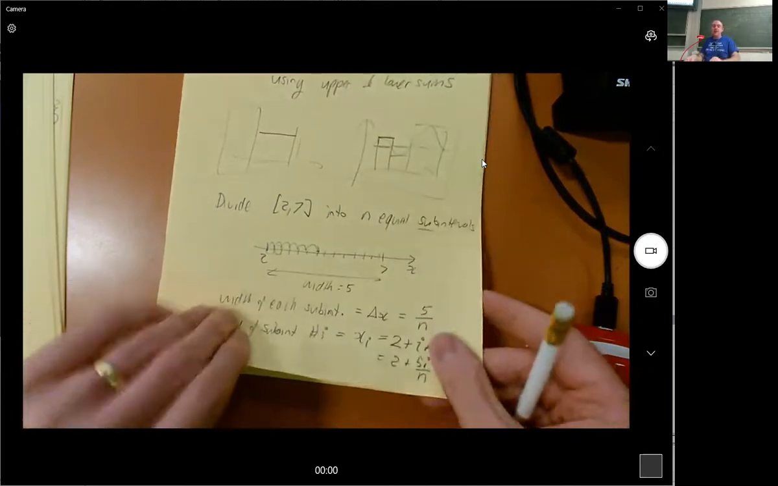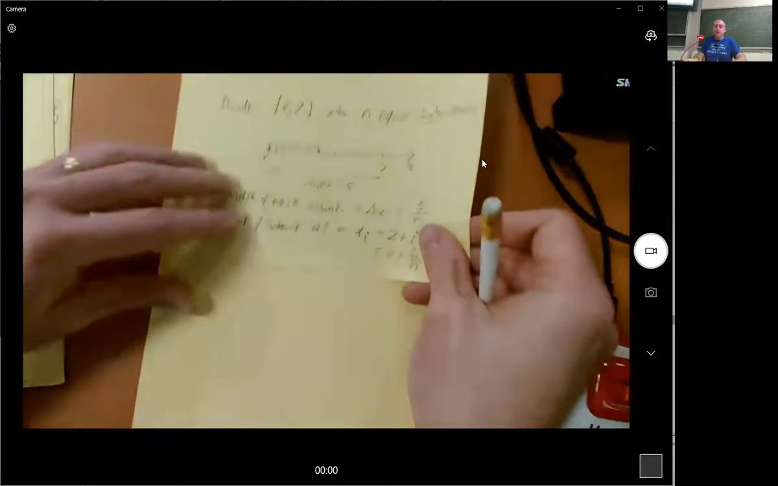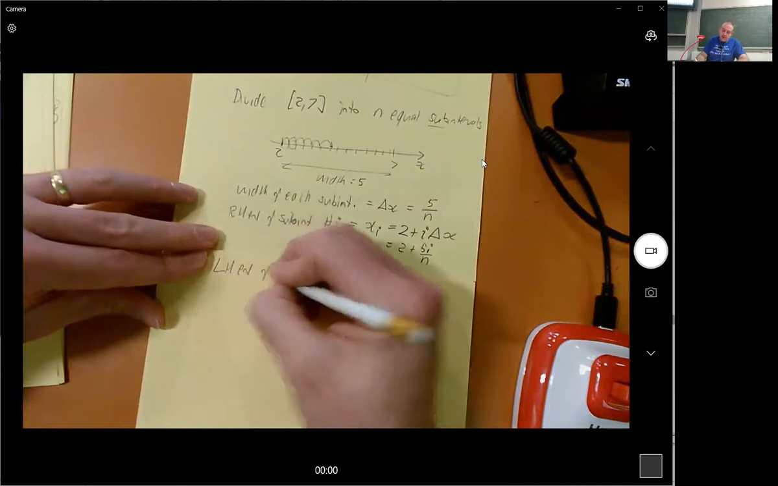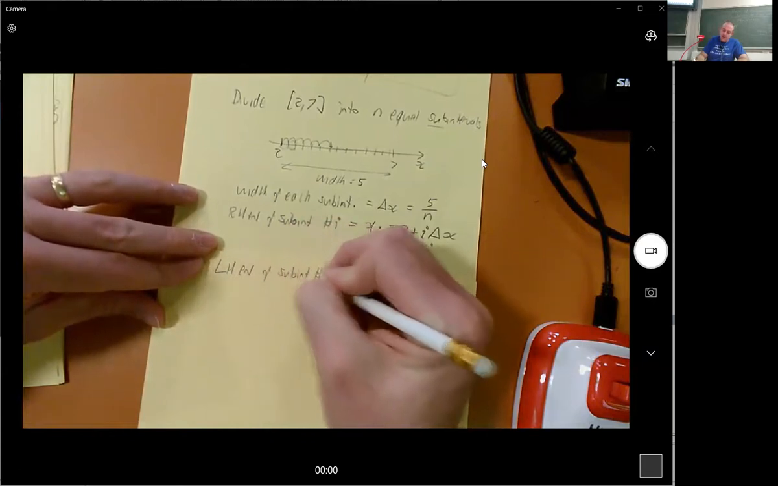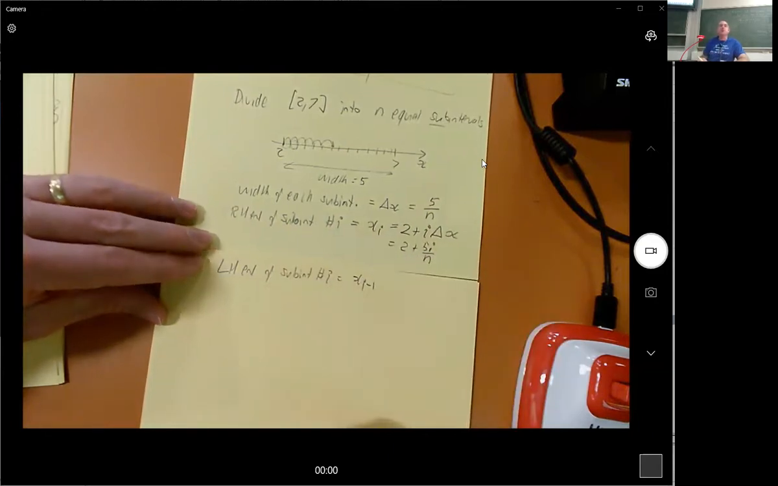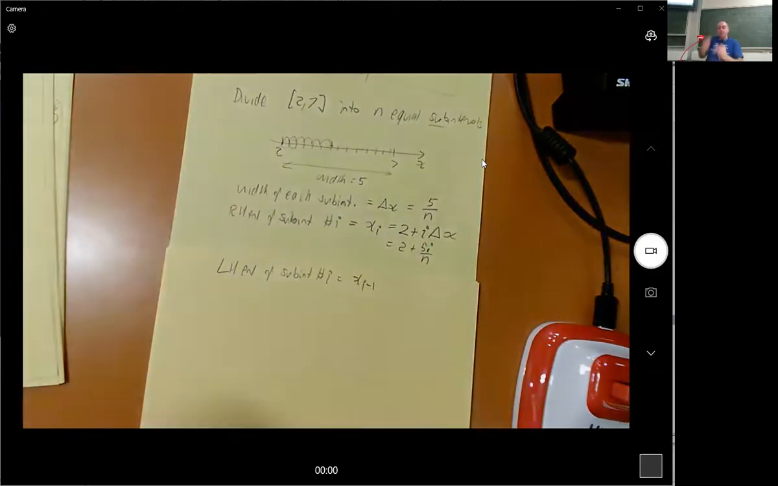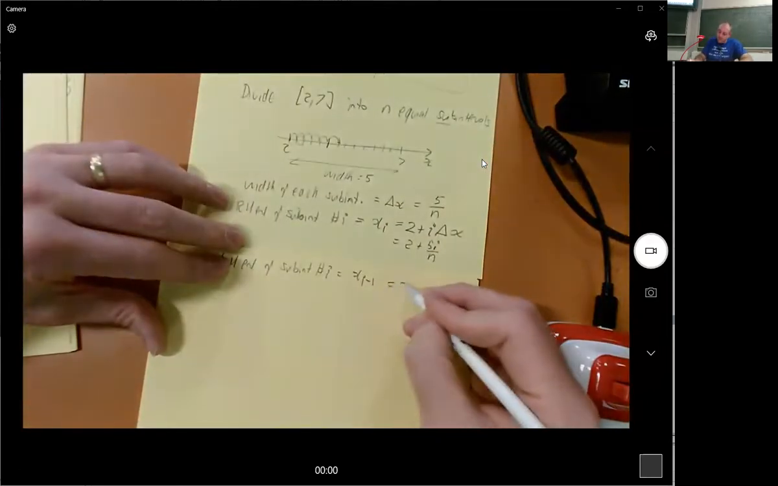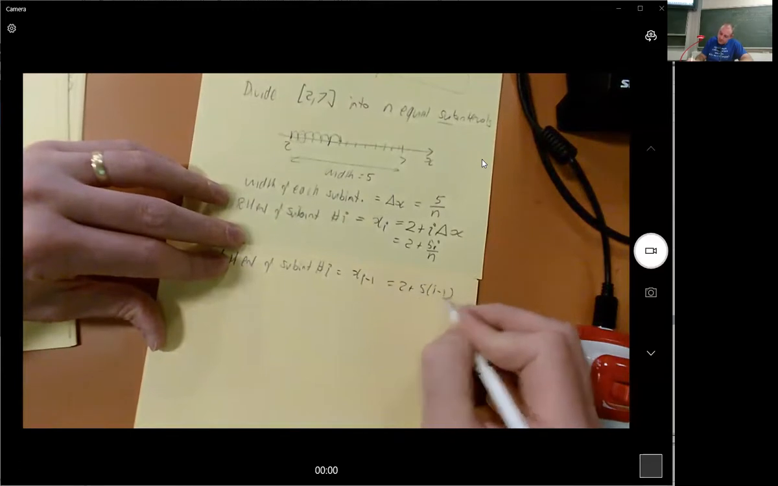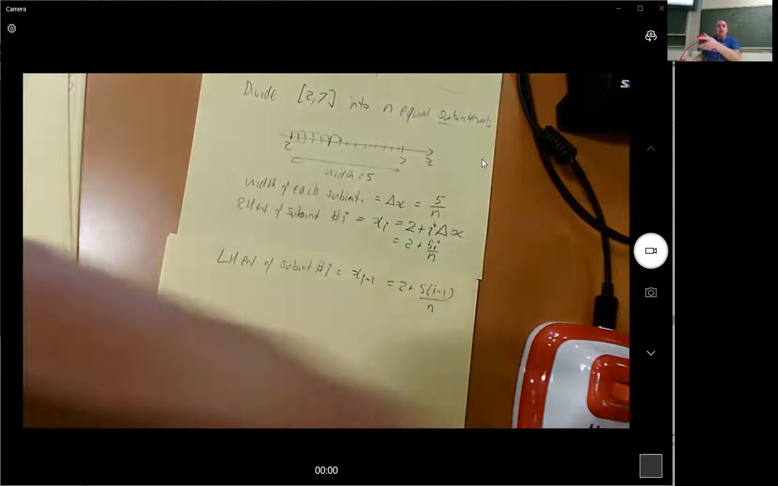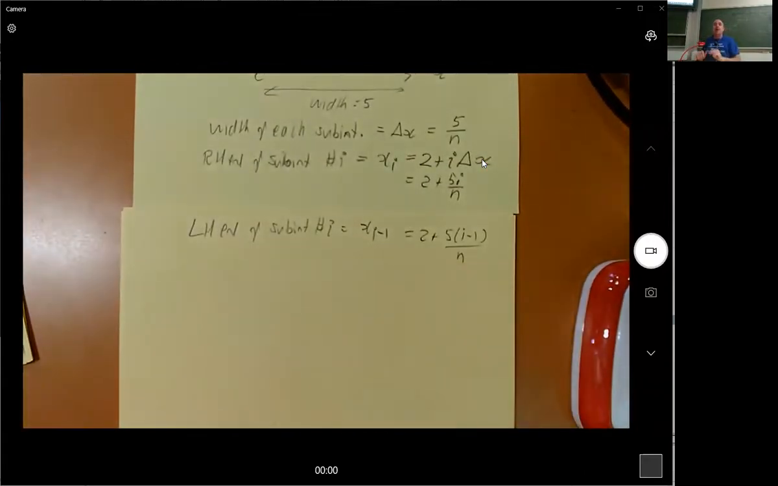And the left-hand end of sub-interval number i is one step before that. The left-hand end of sub-interval number i is the right-hand end of sub-interval number i minus 1. This left-hand end is the right-hand end of the previous interval. So that would be 2 plus 5 times (i minus 1) on n. I choose not to expand that out.